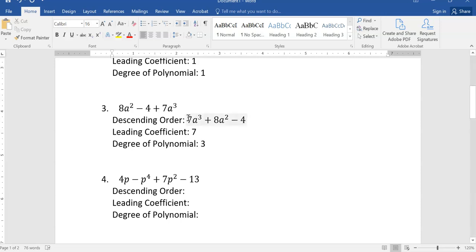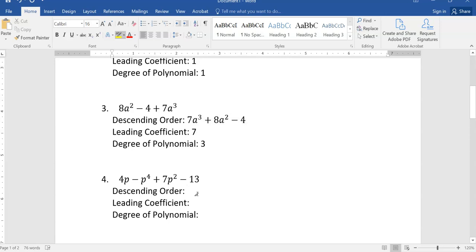Once we've put things in descending order, essentially what I'm going to do is focus on that 7a to the third. So 7a to the third plus 8a squared minus 4, leading coefficient 7. Degree of the polynomial is 3.